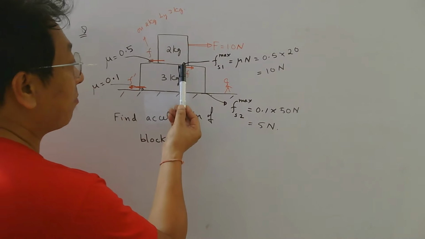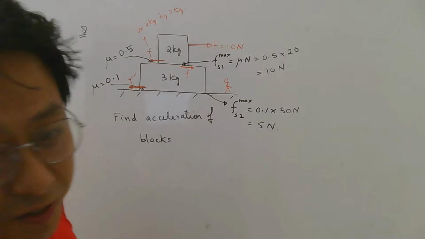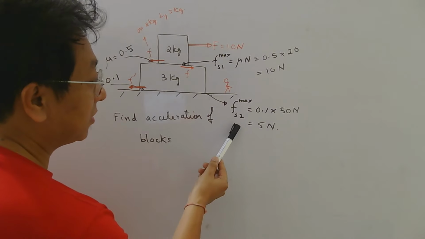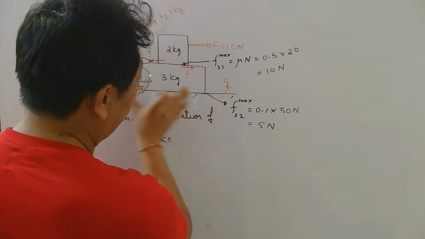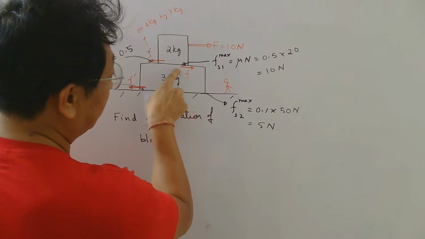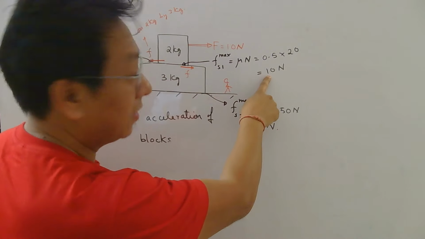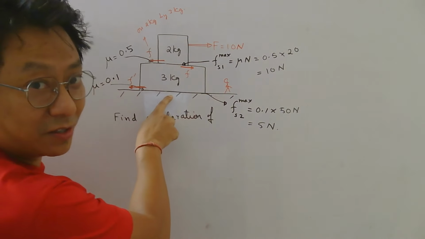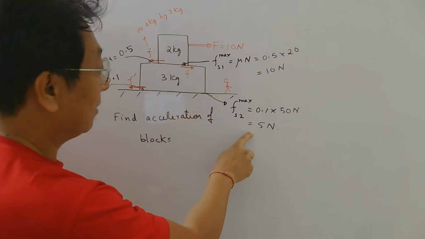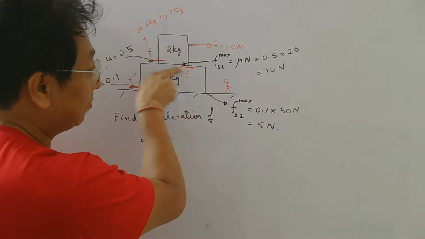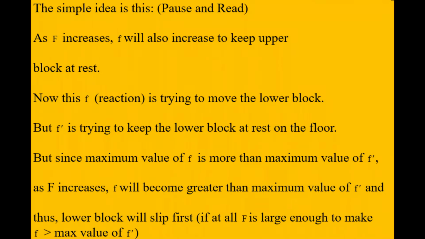Now, if you compare the maximum static friction here and the maximum static friction here, what do you notice? Here the maximum static friction is less. And remember, who is trying to move this block? Already we discussed before, the friction here. The friction here has a maximum value of up to 10 Newton. And here, the friction which is trying to stop this has a maximum value of 5 Newton. So clearly, because this is less than this, the force is more than this. So here slipping will occur first.